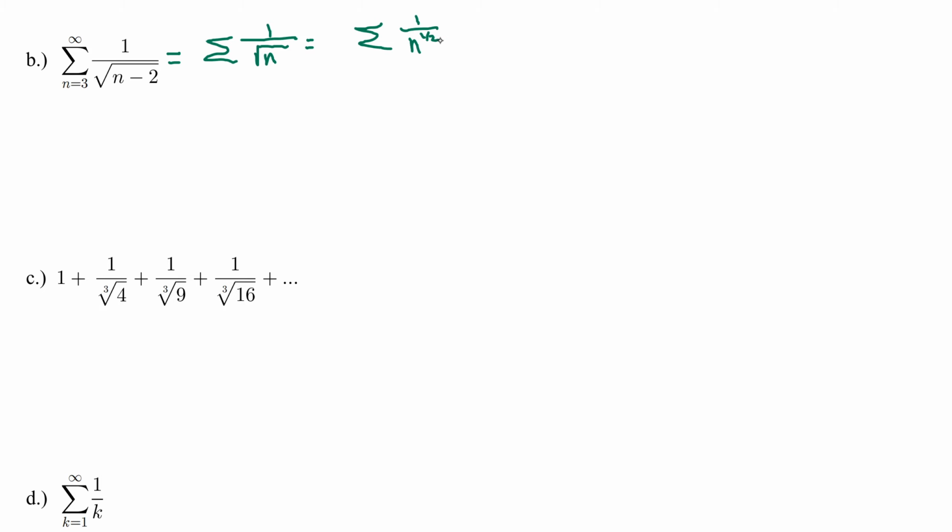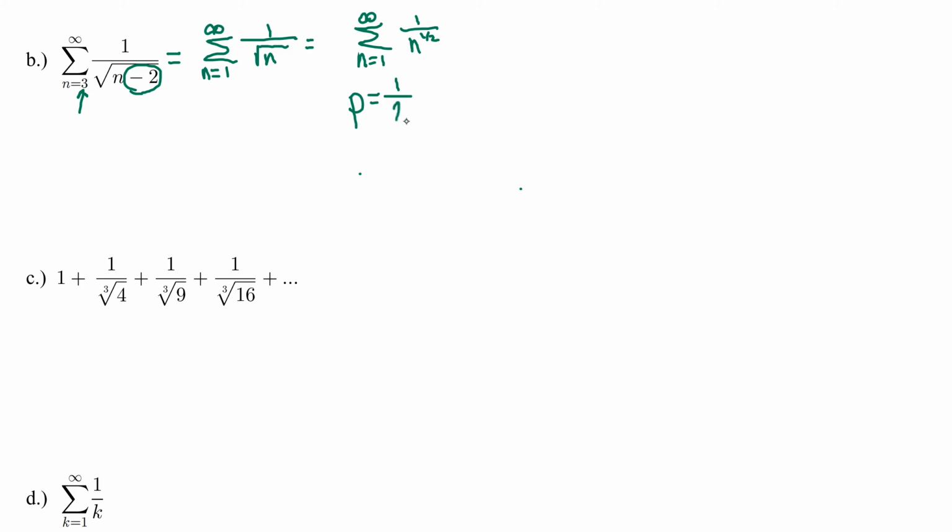So if I add 2 to the nth term formula, then I could offset that by subtracting 2 from my index. If I subtract 2 from 3, I get 1. And by the way, infinity minus 2 is infinity. So we could write this as the sum from n equals 1 to infinity of 1 over n to the 1/2 power. So this is clearly a P series.